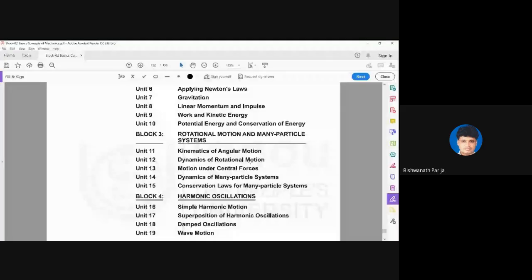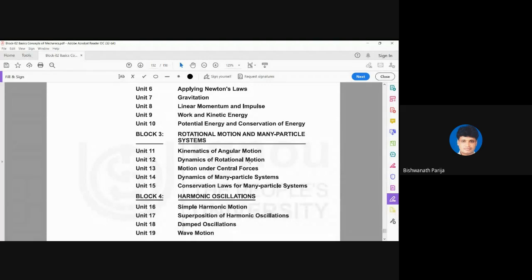Okay, and the dynamics of rotational motion is the torque. The dynamics of linear motion is force. Here we have to take the torque. Motion under central force. Also we have to study the dynamics of a many-particle system. Conservation laws for many-particle systems.